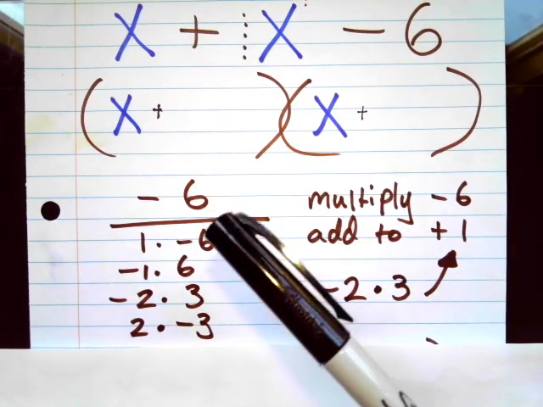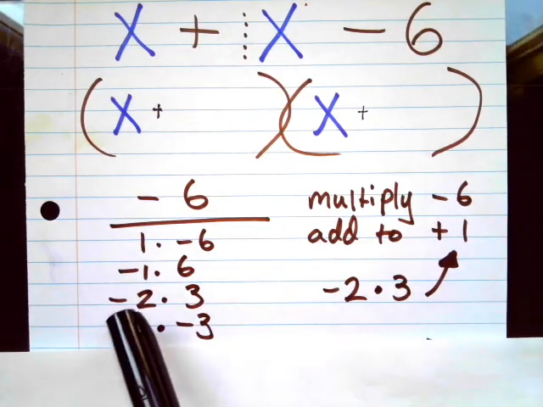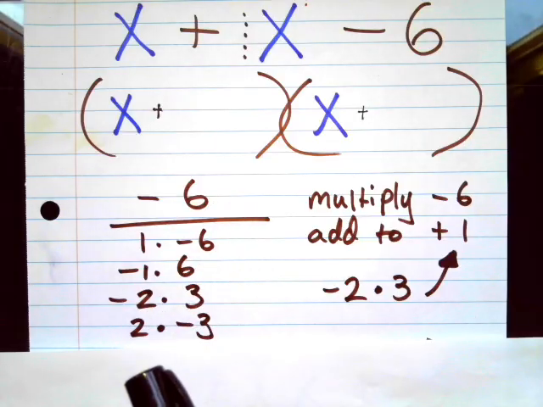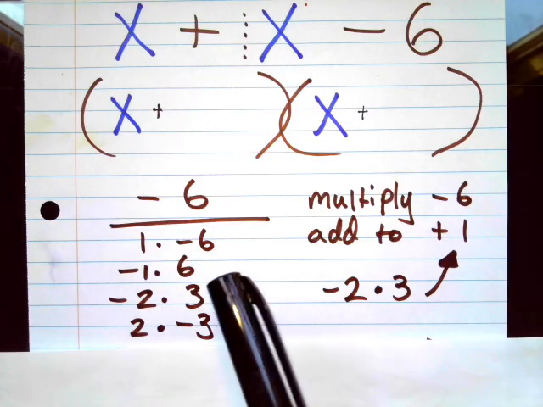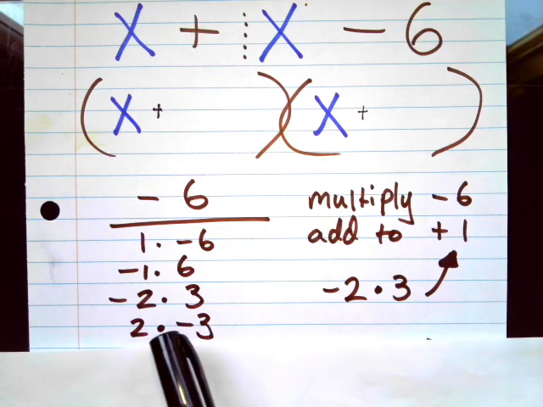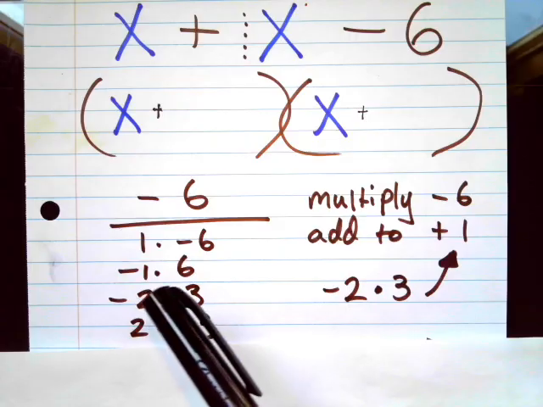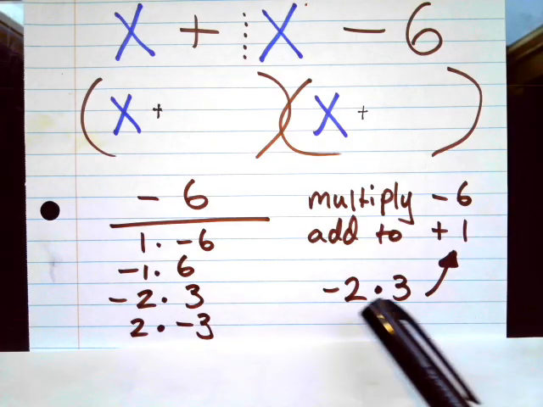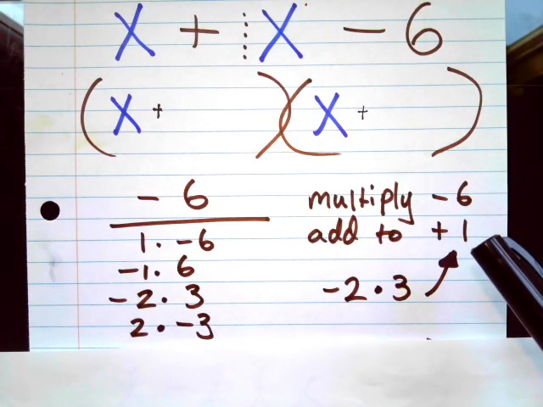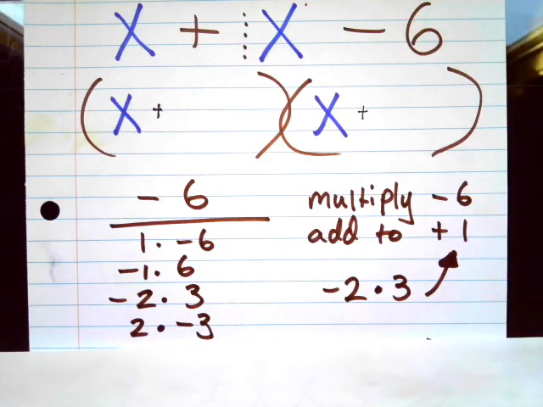1 times negative 6 is negative 6. Negative 1 times 6 gives me negative 6. Negative 2 times 3 is negative 6. And a positive 2 times a negative 3 gives me negative 6. Which one of these terms will add up to a positive 1? Negative 2 times a positive 3 will give me a positive 1 when I add them together.